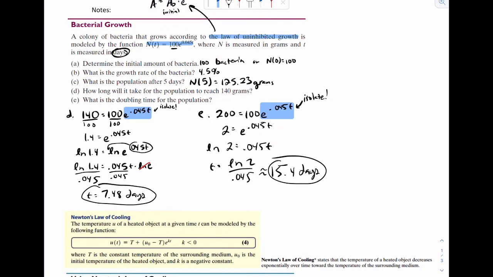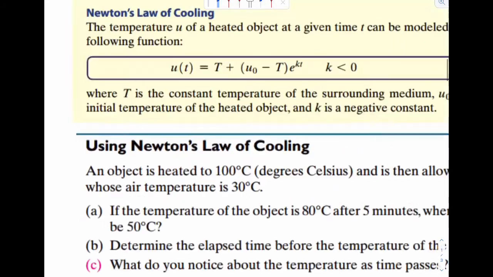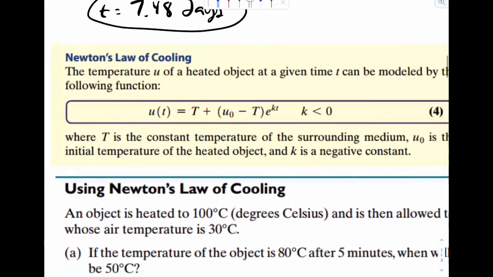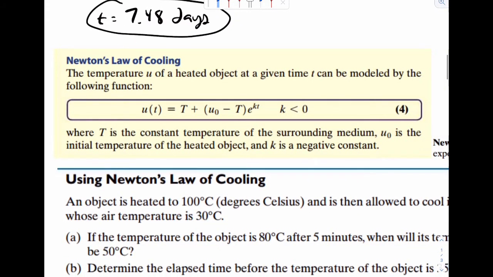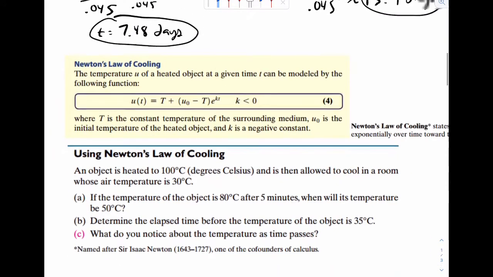All right, and that's our first example. Newton's law of cooling. So I gave this law to you right here. So we'll go through this together. But know that when we go through this, or if you ever see this in the future, I will give you this law, so you won't need to study or memorize everything and where it goes. I will give this information to you on a test or quiz if we ever need it.